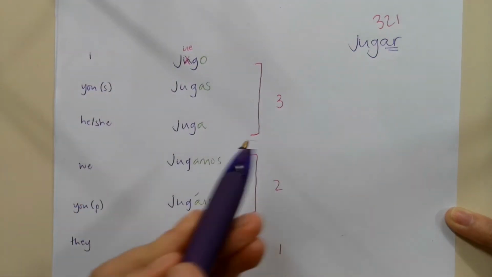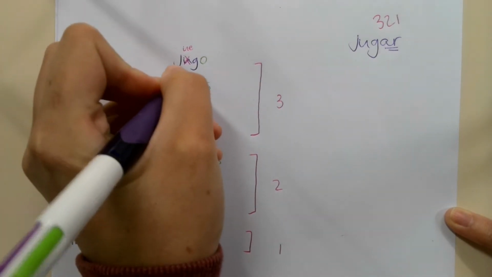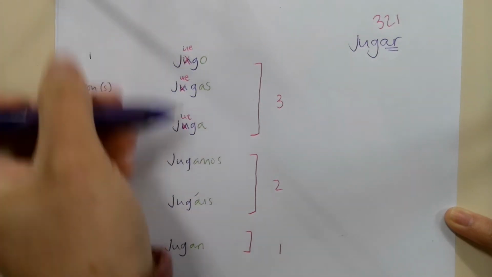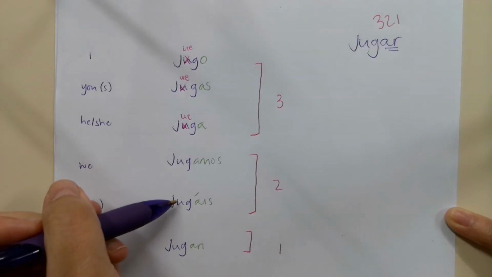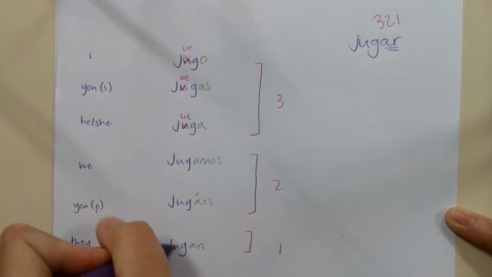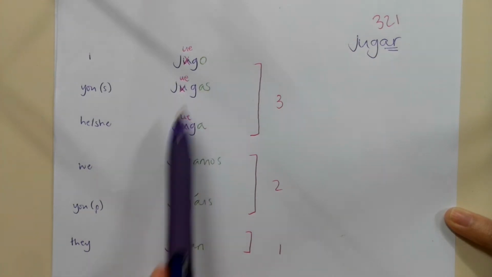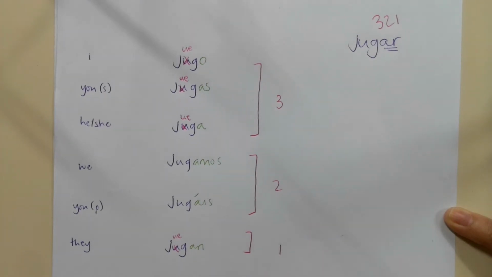So it's not going to be jugo, but juego. Same for our next one, and same for our third one. So that's our 1, 2, 3. Okay, our next 2 do not have this spelling change. Our final one does have the spelling change. So we have juego, juegas, juega, jugamos, jugáis, juegan. And that is what happens with the 3, 2, 1 verb.